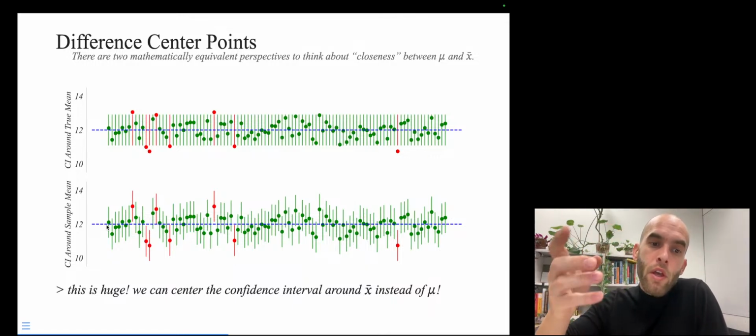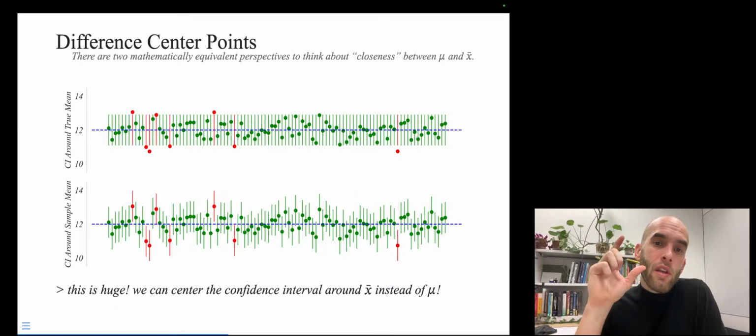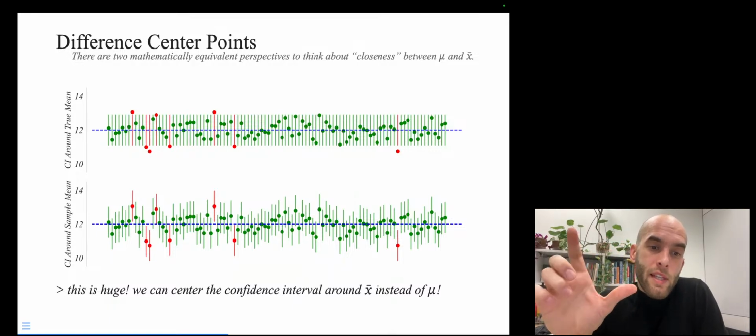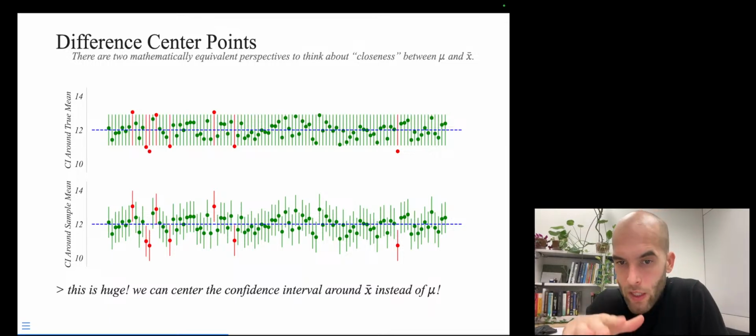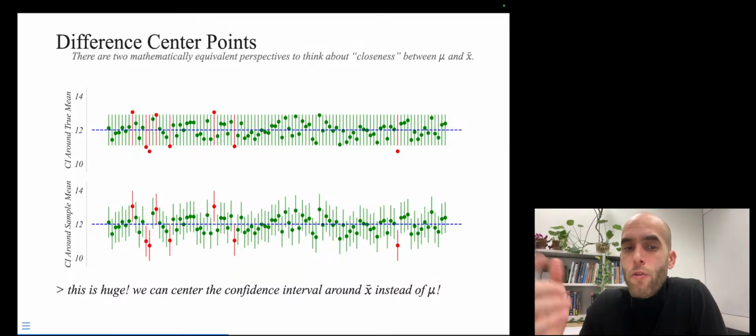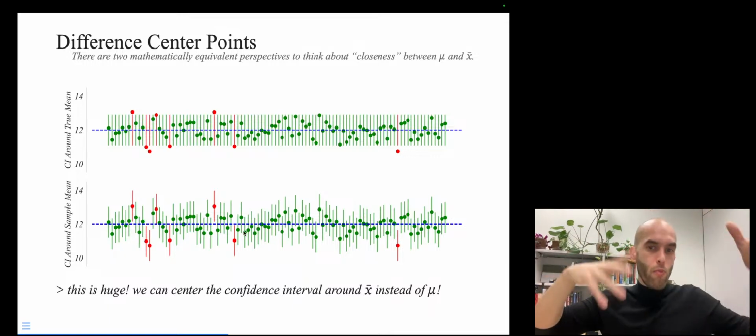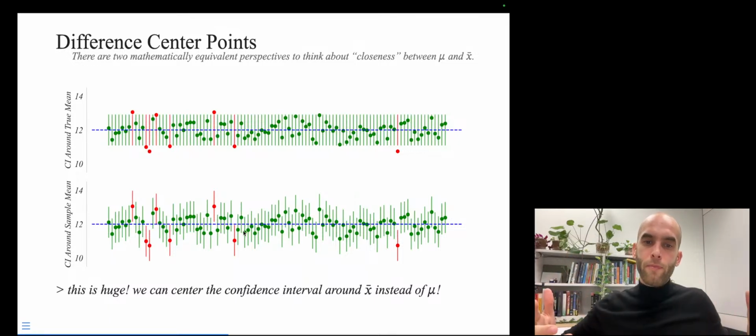But what we did, the amazing thing, is that we shifted the focus from centering the confidence interval around the truth to centering it around the sample mean. And so when we did that, because the sample mean is the thing that has the variability in it, there's no variability in the truth.